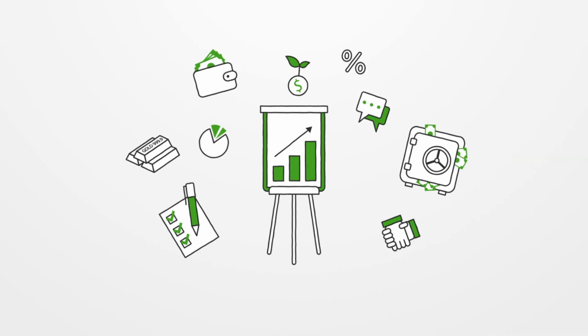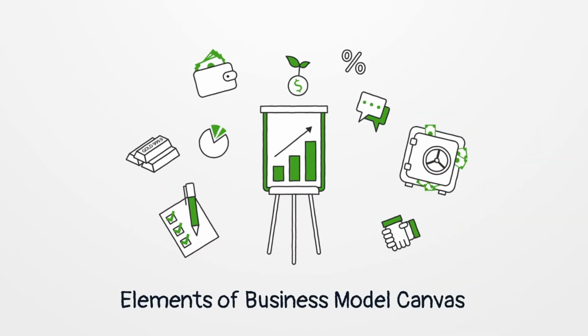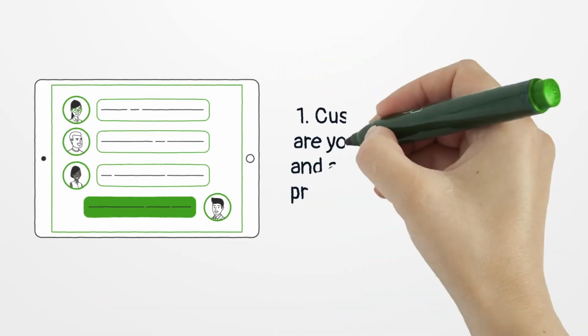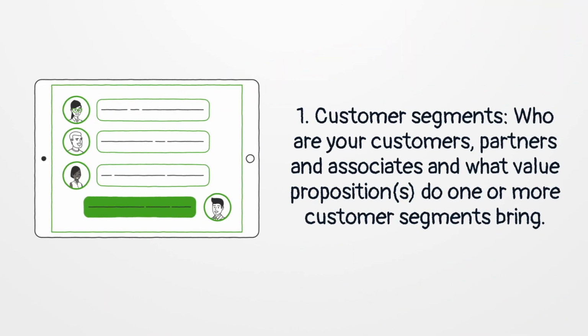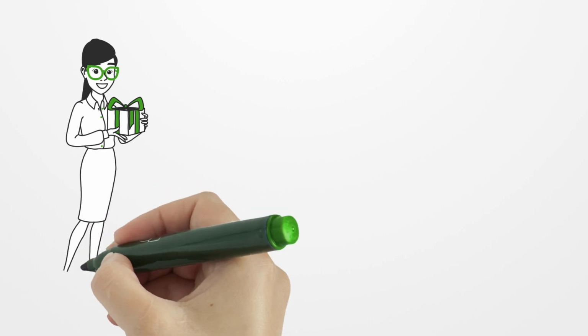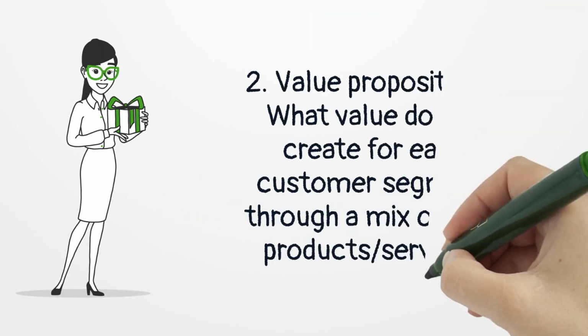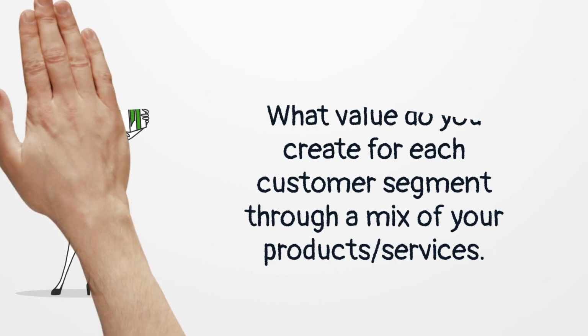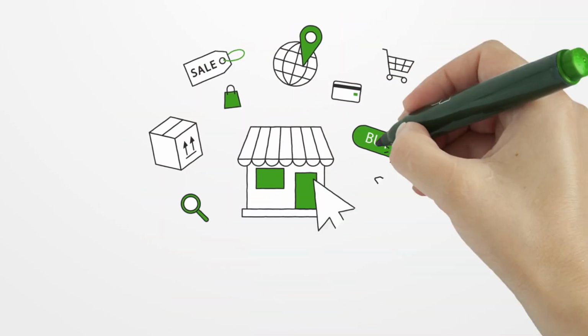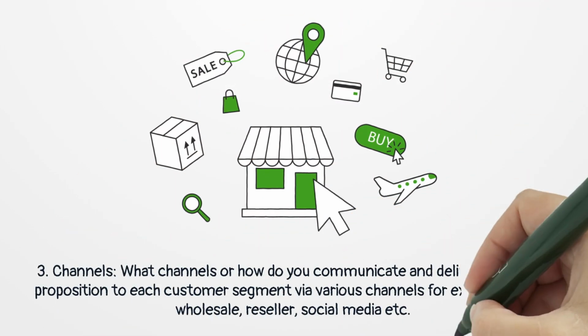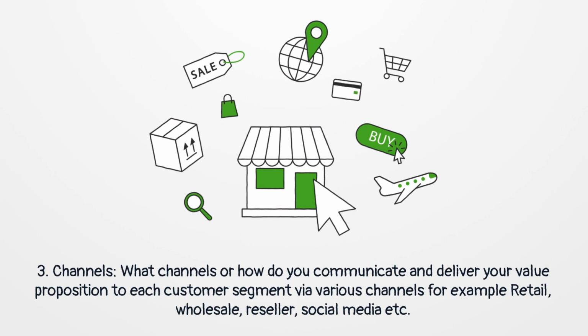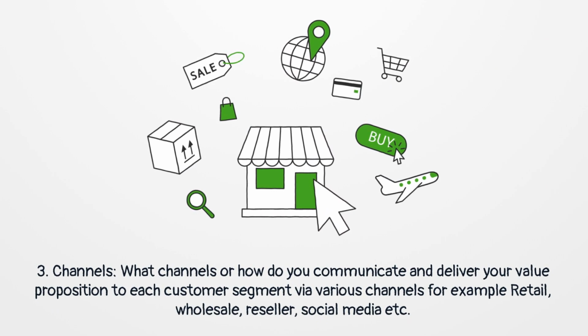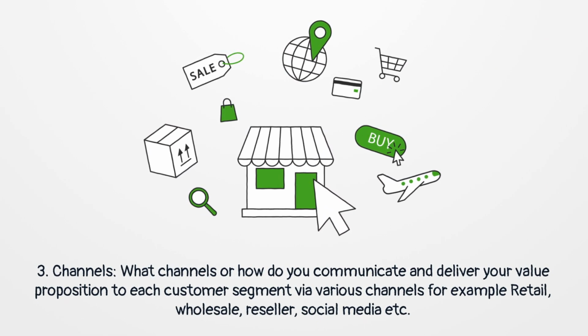Elements of Business Model Canvas. 1. Customer segments. Who are your customers, partners and associates, and what value propositions do one or more customer segments bring? 2. Value propositions. What value do you create for each customer segment through a mix of your products, services? 3. Channels. How do you communicate and deliver your value proposition to each customer segment via various channels, for example retail, wholesale, reseller, social media, etc.